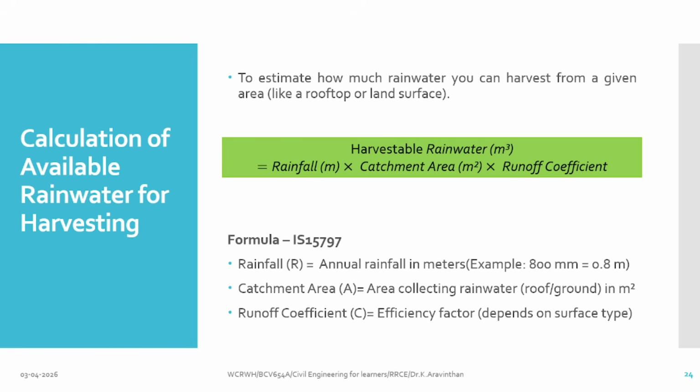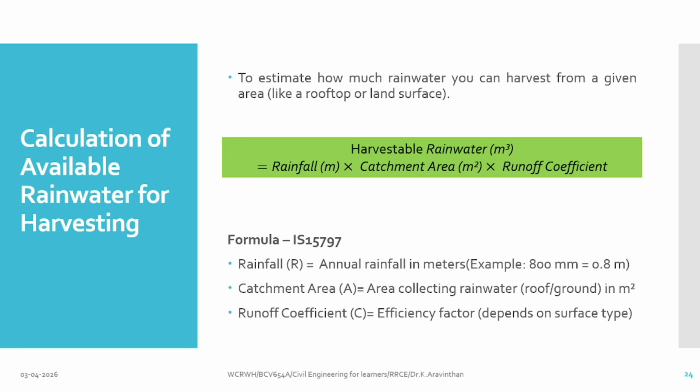Now this is followed according to IS 15797. It is a code book. You can Google it and download it. These are the norms which have to be followed for calculating rainwater throughout India, and the Bureau of Indian Standards has published this. The National Building Code is another guideline which helps us calculate the available rainwater harvesting.